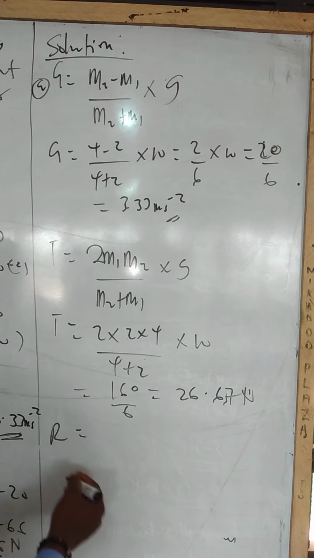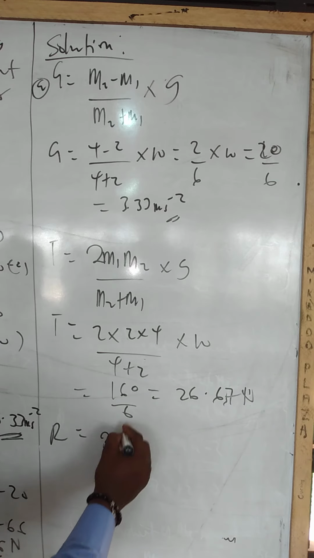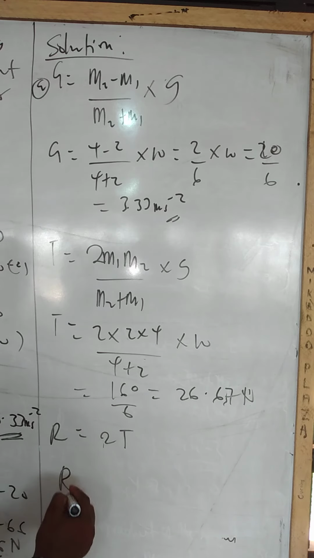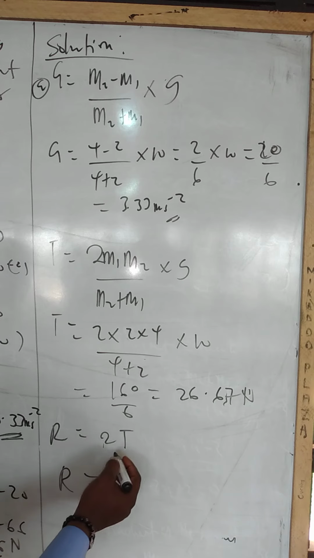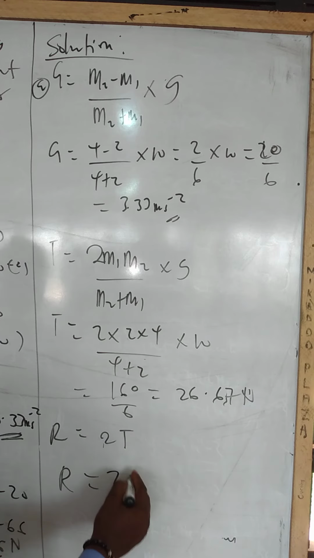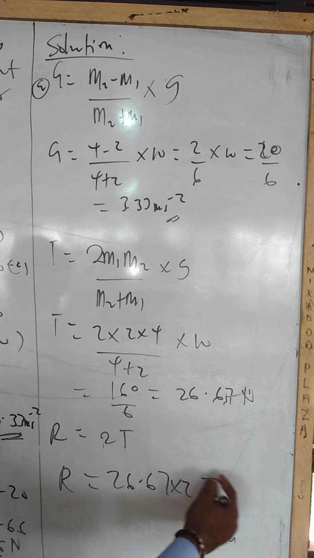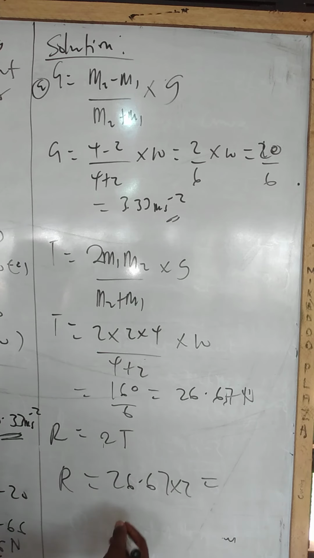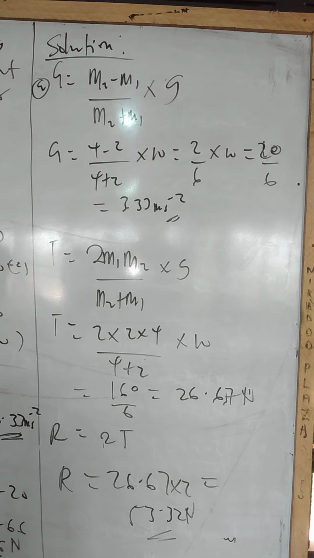So the reaction R becomes equal to 2 multiplying T. Therefore, the reaction becomes 26.67 multiplying 2, which is equal to 53.32 Newton. This is how you can arrive at your answer. You can do this in so many ways. This is the first way.